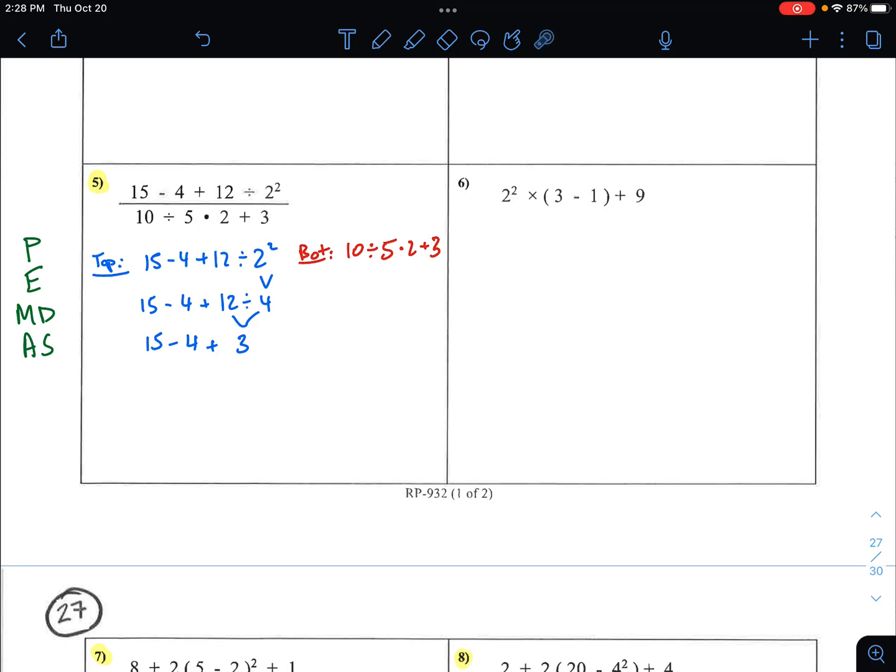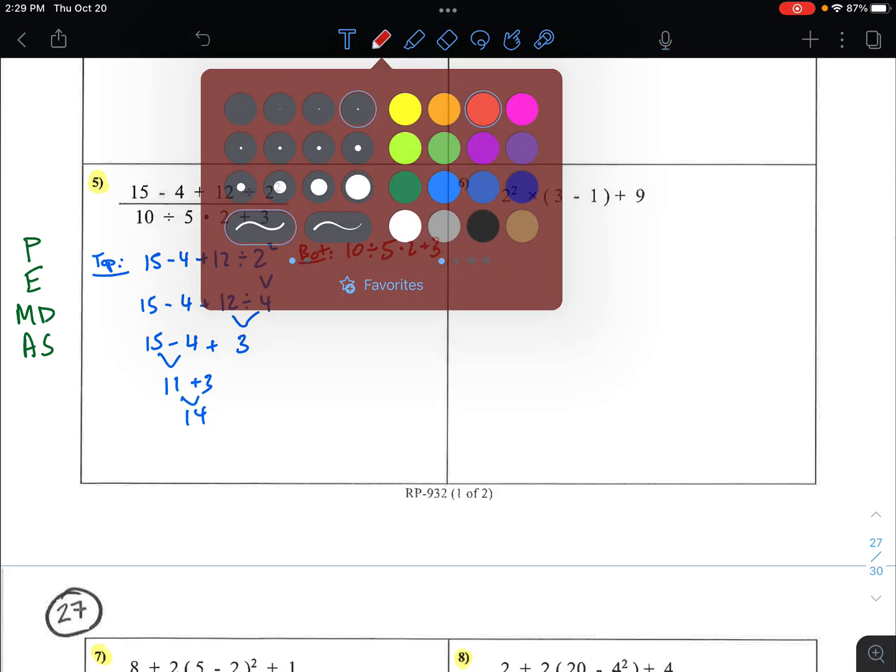And this is what I'm talking about here. I have subtraction and addition, so do I add first? No. They're both considered on the same level of importance, so I'm going to go left to right. So 15 minus 4 goes first, then I would add 3 to it afterwards. So 15 minus 4, which is 11, and then add 3 to that, which gets me 14. That is not my answer. That is just the top portion. Let's do the bottom portion now.